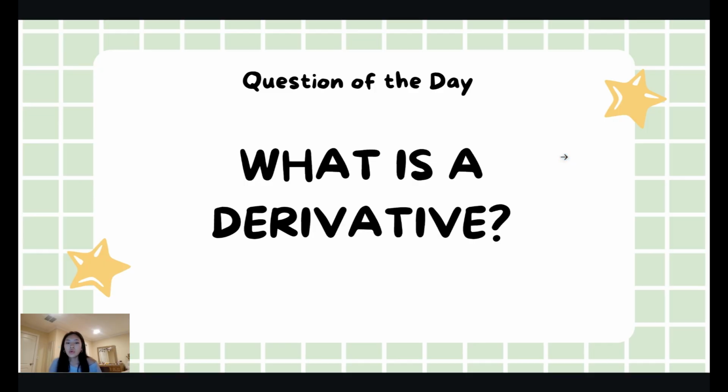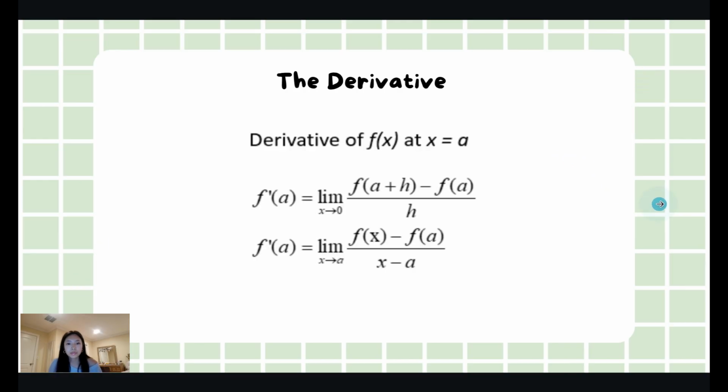Okay, question of the day. What is a derivative? The derivative is the instantaneous rate of change for a given variable, right? And you could also say it's the slope of the tangent line.